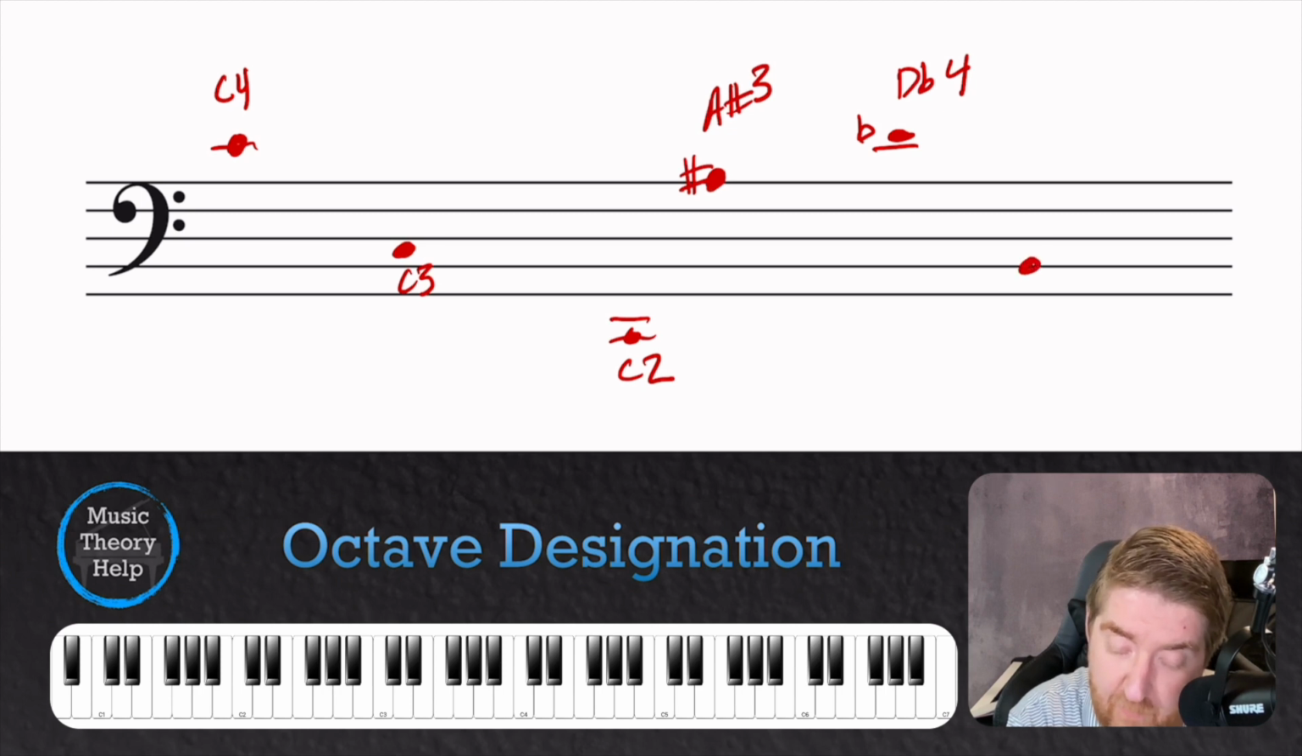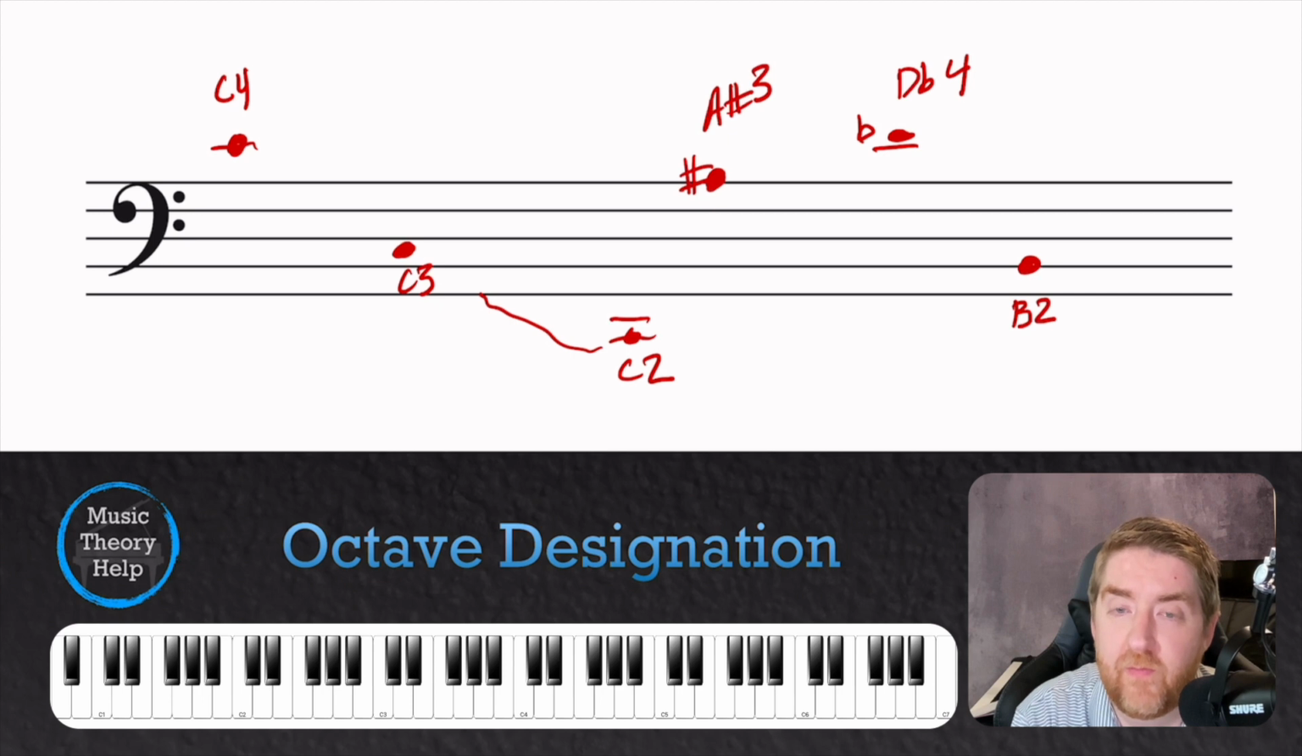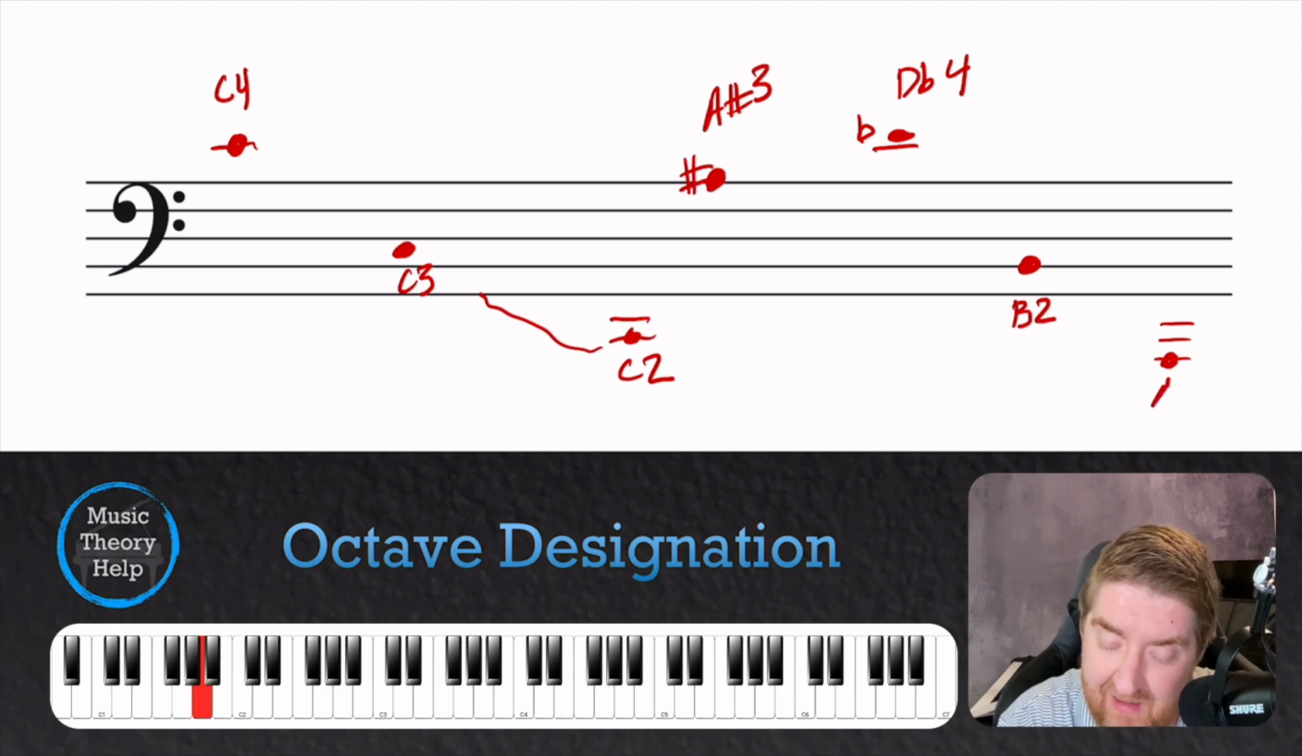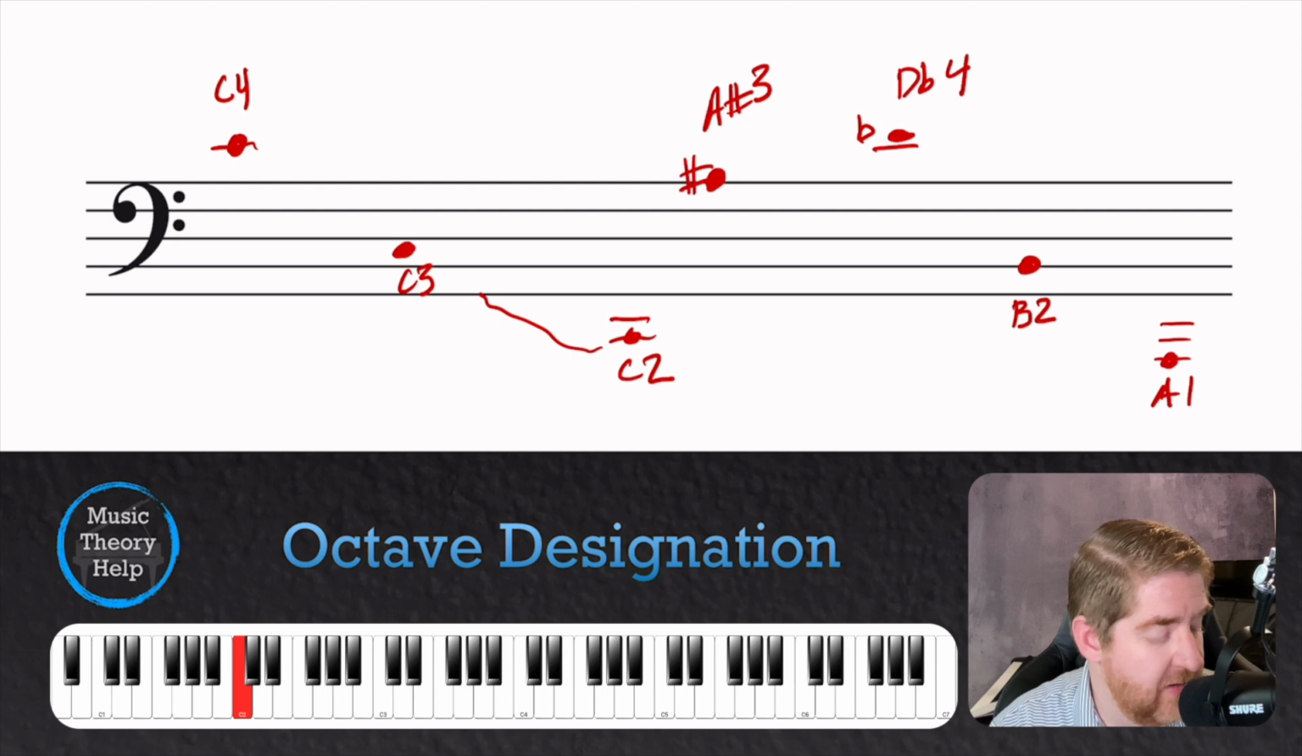What if we have B? It's just a half step below C3, but it's not in the third octave, it's actually in the second octave. So this is B2. What if we had, what is that? Here's C. That's actually an A. That's A1. It's below C2. The lowest key on the piano is actually called A0.